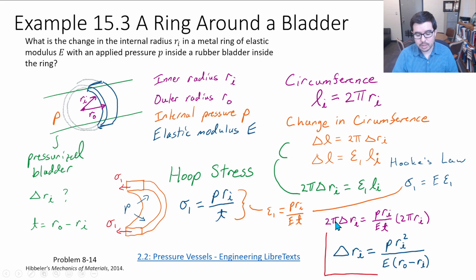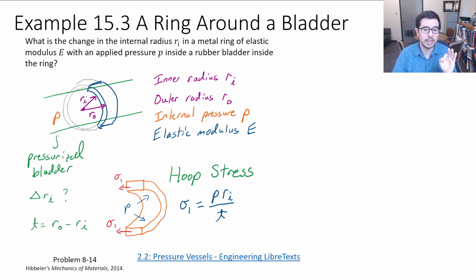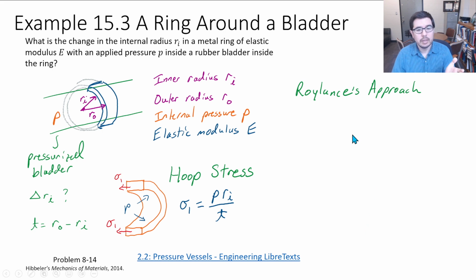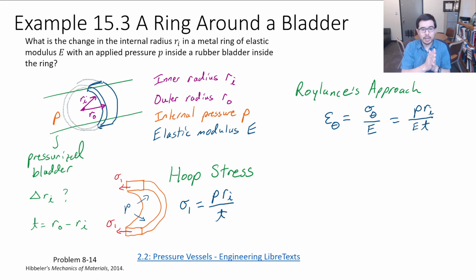Let's do this problem a slightly different way. It just saves us maybe 1 or 2 lines. Okay, and this is how Roylance thinks about the problem. And you can take a look here at the Engineering LibreTexts. Roylance says, I'm going to define an epsilon theta, all right? And that is essentially what we just described as epsilon 1. So slightly different term, but maybe a little bit more descriptive because epsilon theta is the circumferential strain, and it's very clear what that is.